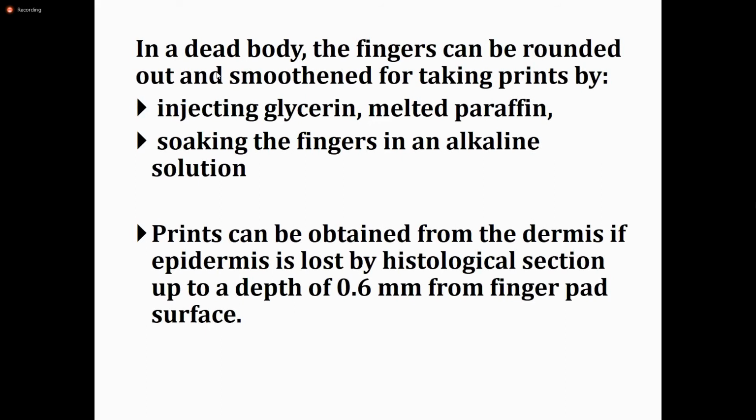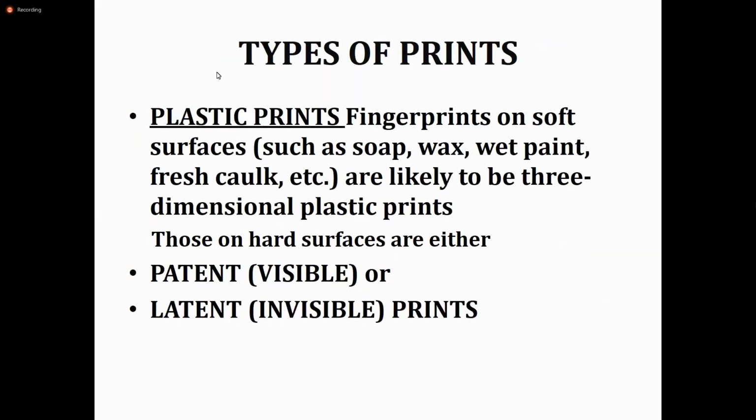In a dead body, the fingers can be rounded out and smoothened for taking prints by injecting. Okay, if you get a decomposed or mutilated body or a dried or mummified body where the skin is dry, then how can you smoothen it so you can take the fingerprint? By subcutaneous injection of glycerine or melted paraffin, or soaking the fingers for a little time in an alkaline solution. Prints can be obtained from the dermis if, like I said, the epidermis is lost, by histological section up to a depth of 0.6 millimeter from the finger pad surface.